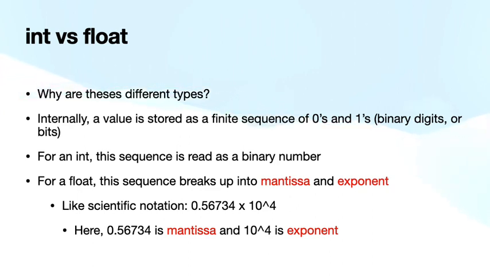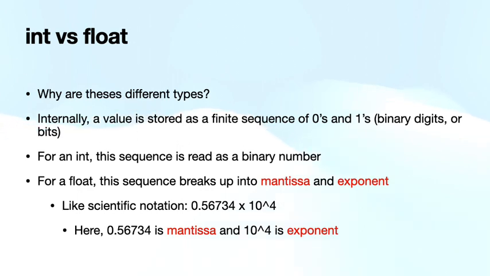So this says move the decimal point 4 digits to the right. In this example, if you can see, the scientific notation says 0.56734 multiplied by 10 power 4. That is, it is saying: move the decimal point 4 digits right. So this first part is called the mantissa, right? And the second part is called the exponent.